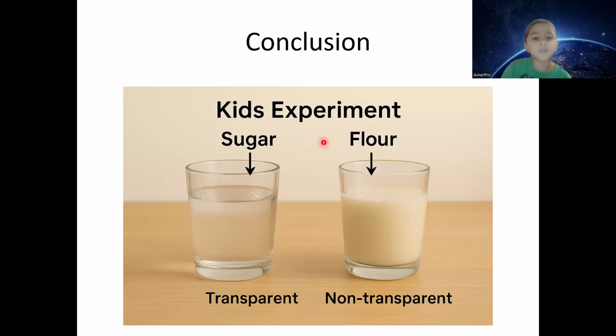Now this is the last part. Conclusion. This experiment. I said sugar, so I want to take sugar. So when it's transparent, I can see through because it's clear water, like our water. And this is non-transparency, so that means you can't see through. It's just cloudy. It's salt water.